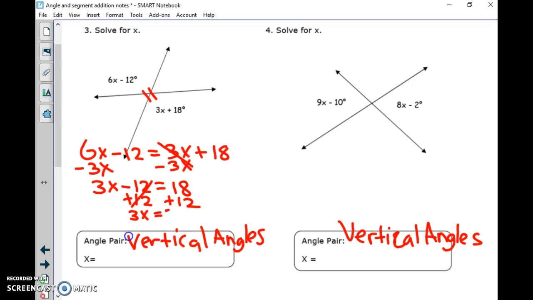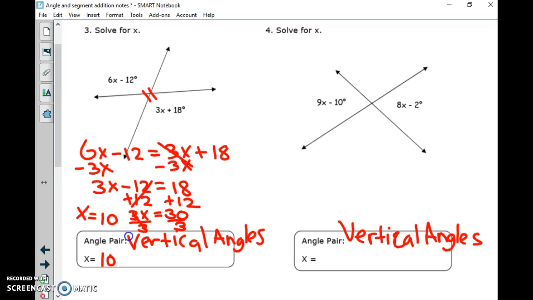3x equals 30. And then we divide to get rid of the coefficient. 30 divided by 3 makes x equal to 10. Yeah, both sides get divided by 3. So these 3's cancel on the left, and then the 30 over 3 is equal to 10.